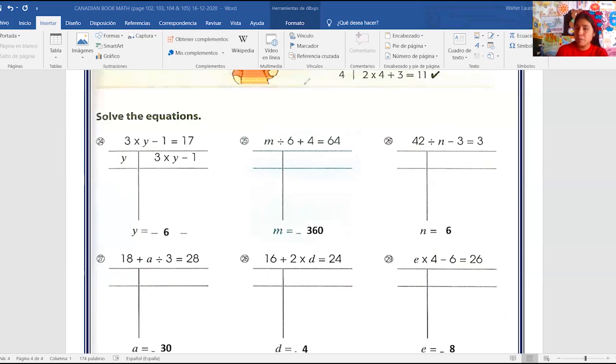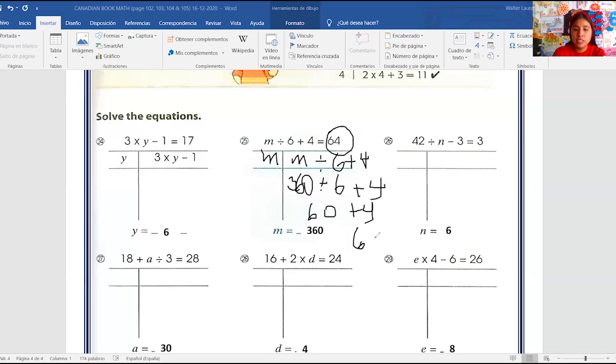So let's apply the same method here and let's do it. The value is 360. So let's prove, okay, here, no? If we copy the same, it will be like this, right? M divided by 6 plus 4. As a result, we need to have 64. That means 360 divided by 6 plus 4. Okay, so this will be 60 plus 4. In total, we have 64. Is the same? Yes. So the correct value is 360.